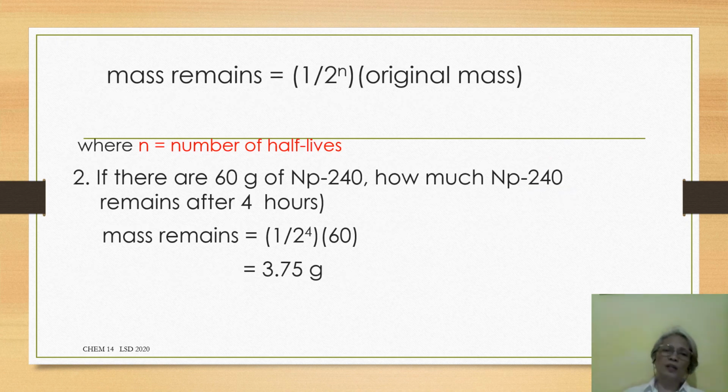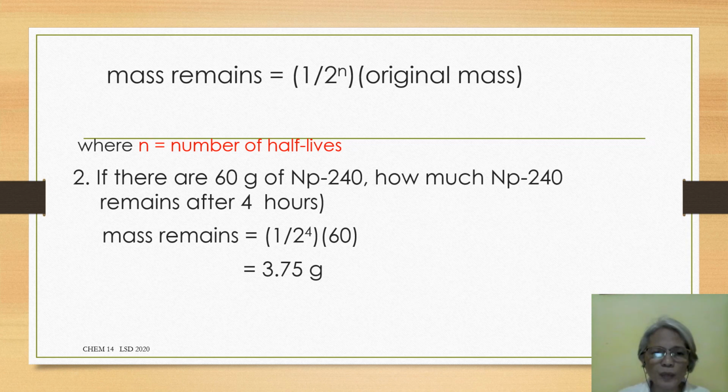So we have another equation which relates the amount of material which remained after a half-life. It's the product of the expression 1 over 2 raised to the n, where n is the number of half-lives, and the other factor is the original mass. So we just have to multiply the two.